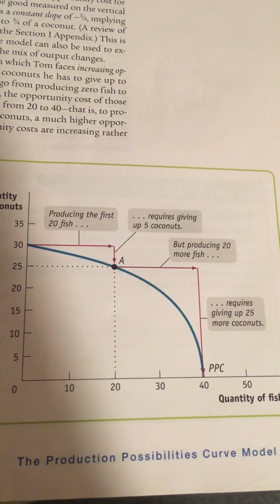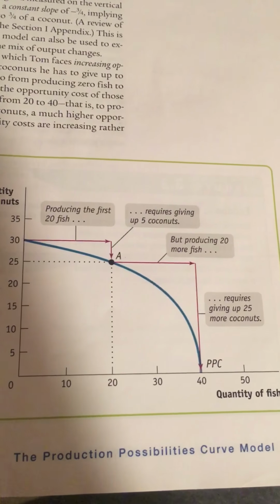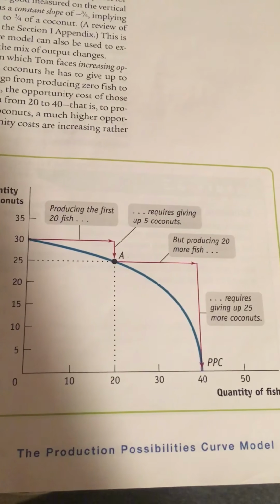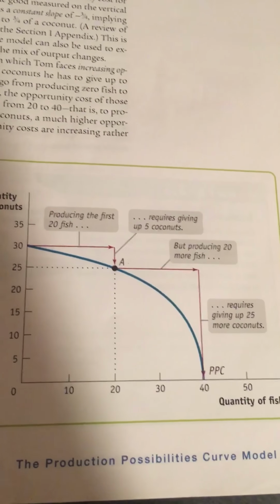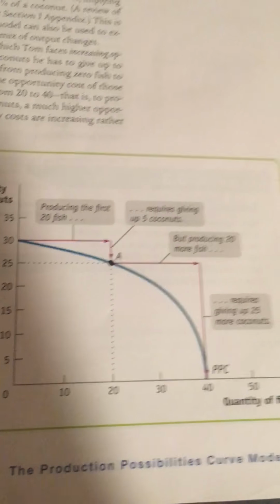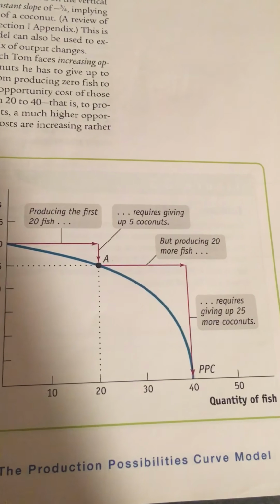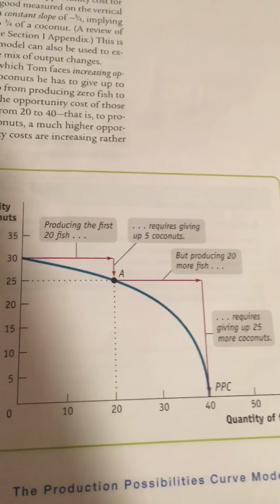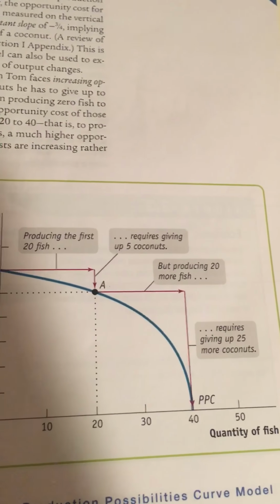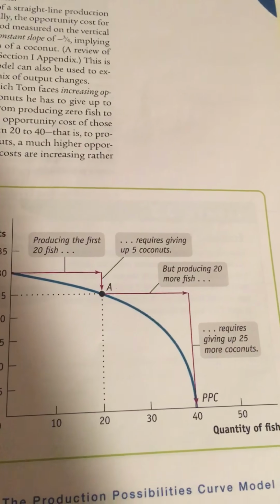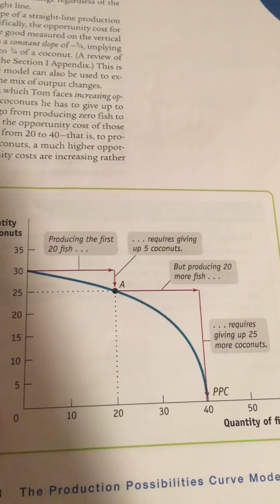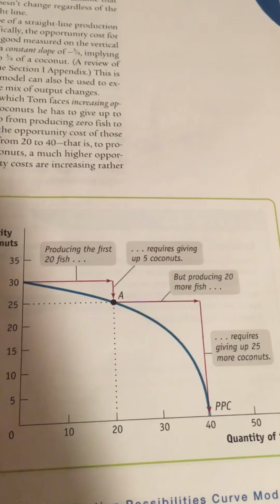This indicates this because, for example, when Tom wants to catch 20 fish, this requires time, and he must give up 5 coconuts. And if he likes his fish and he wants to produce an extra 20 more fish, this requires him to give up 25 more coconuts. This is an example of opportunity costs, and I'll be back in a second to talk about advantage.